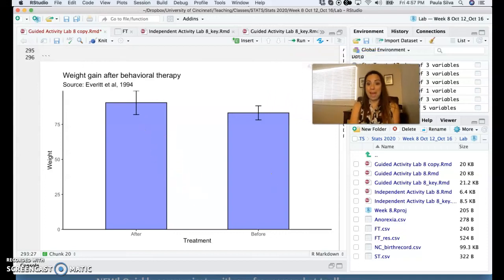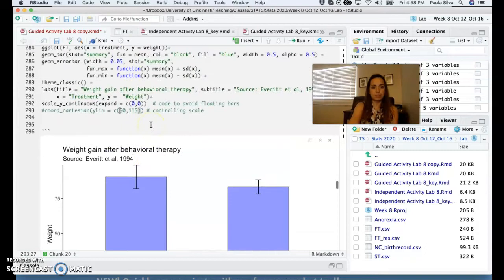So, welcome back to Lab 8, and here is where we ended. We're trying to see whether there is an effect of family therapy on weight gain of individuals with anorexia. And the source is Everett et al. in 1994, so this is real data. And we can see how there is a slight increase in the weight comparing before and after.